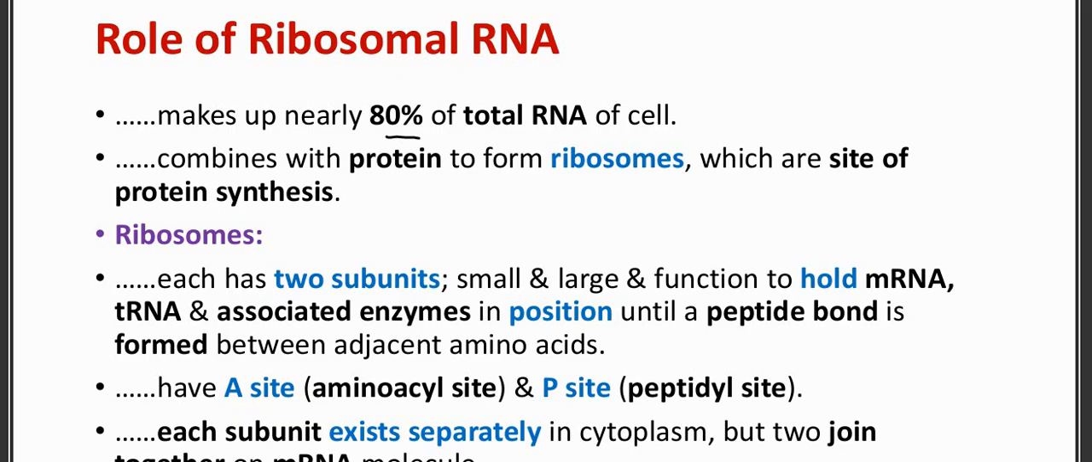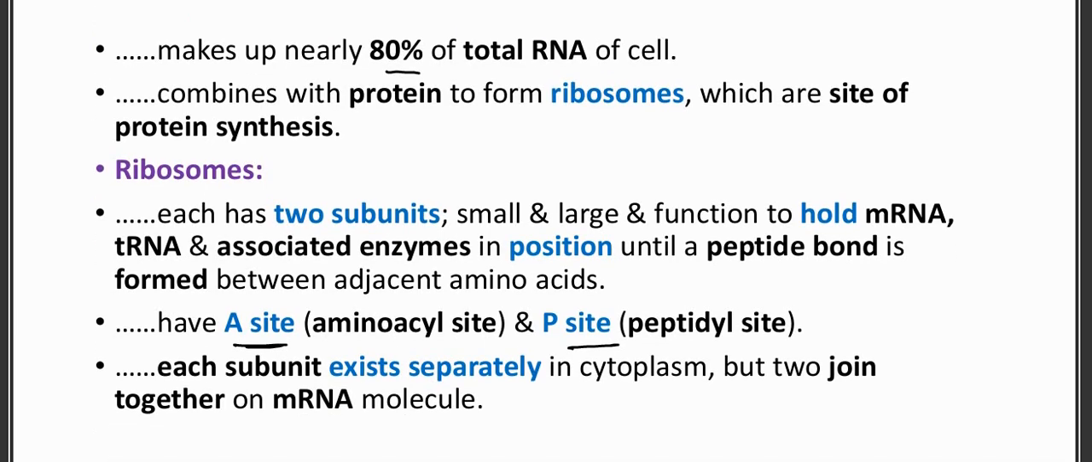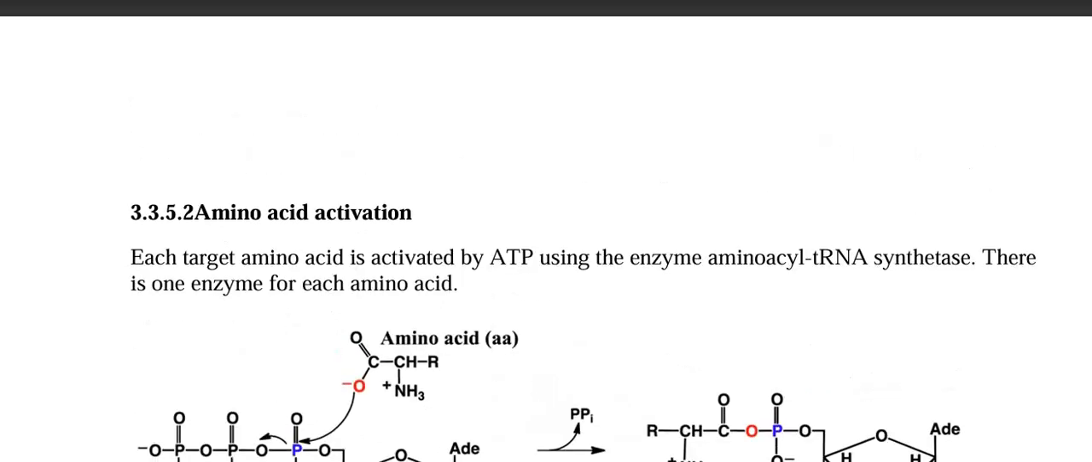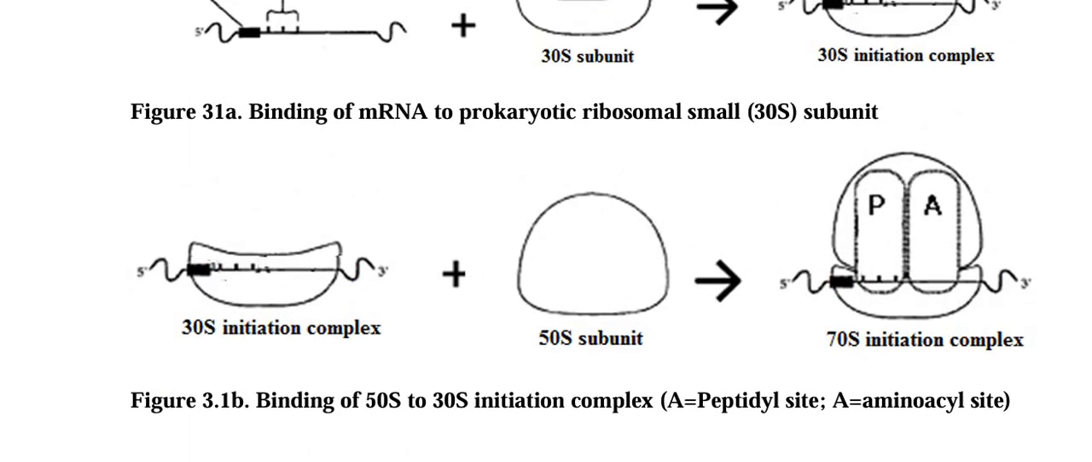So it has two subunits. We have what we call small and large, to hold the mRNA and tRNA associated with enzymes in position until a particular peptide bond has been formed between adjacent amino acids. So we have what we call an amino acid site, which is the A site, and also a P site, a peptidyl site. Each subunit is going to exist separately in the cytoplasm, but the two can join together on the RNA molecule. So let me show you this using your lecture notes, something that is a little bit more illustrative.